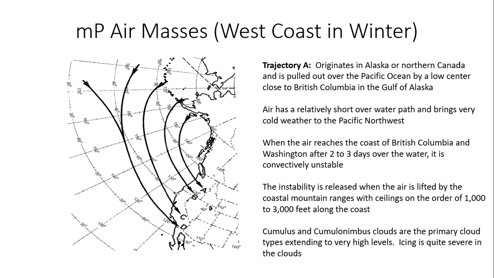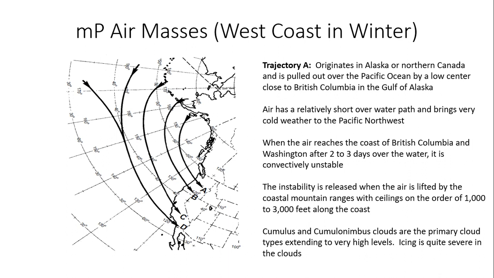Looking at the maritime polar air mass now over the west coast in winter, we have trajectories A through D with this discussion. With trajectory A, the maritime polar air mass is going to originate in the Gulf of Alaska, and it's going to be pulled back down over the Pacific by a low pressure system, which is generally close to British Columbia, which is the far western part of Canada.